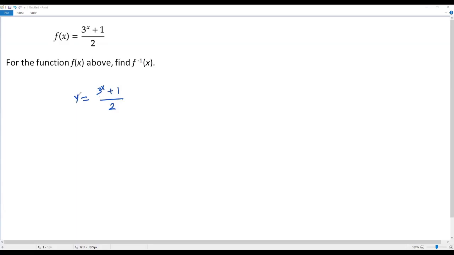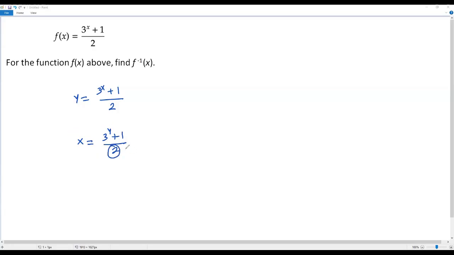In the second step, I have to switch the y and x. Then I'll be getting x equals 3 to the y, to the power positive 1, divided by 2. Okay, now in the third step, I have to solve for y in terms of x in this equation. For that we have to isolate y. Let's get rid of all the values around the variable y in this equation.